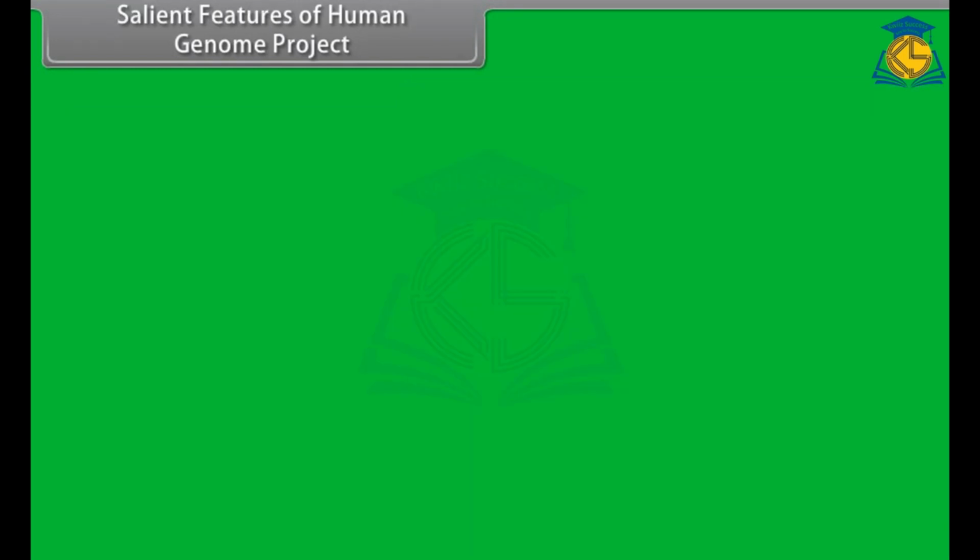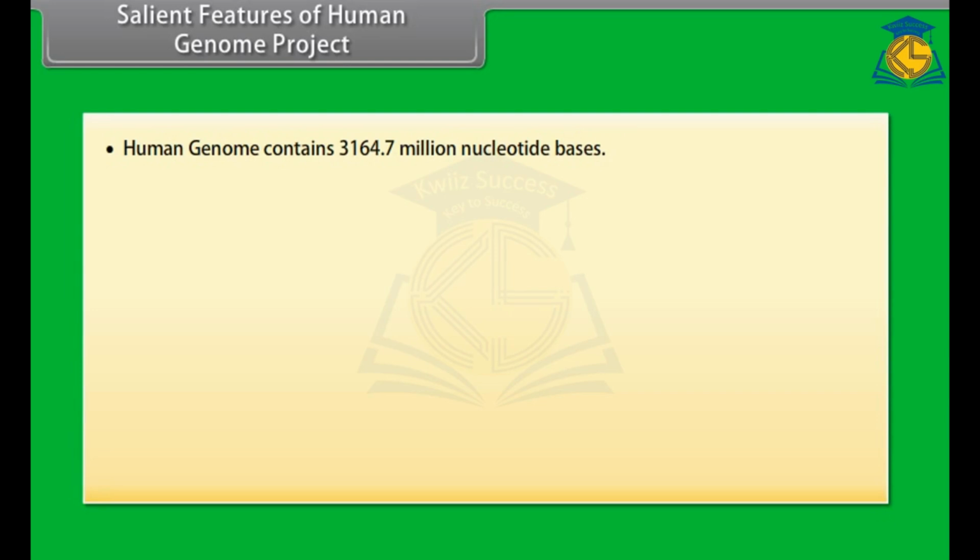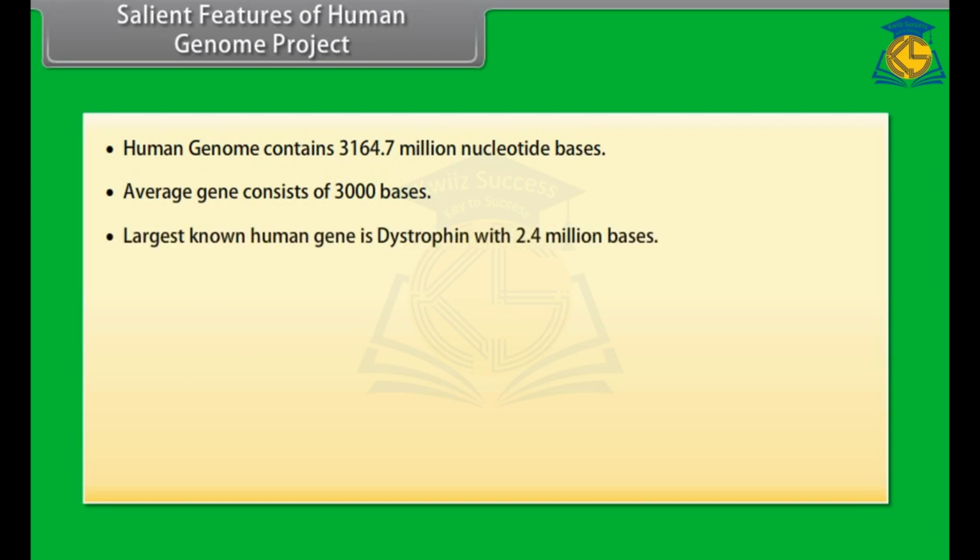Salient features of the Human Genome Project. The human genome contains 3,164.7 million nucleotide bases. The average gene consists of 3,000 bases. The largest known human gene is dystrophin with 2.4 million bases.